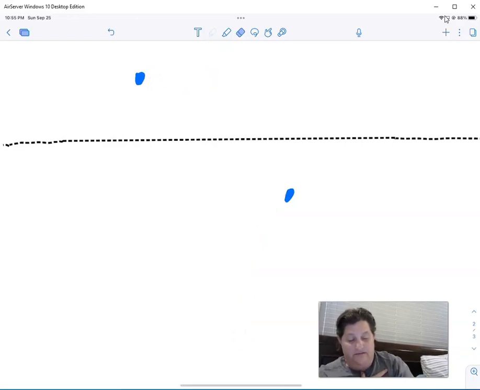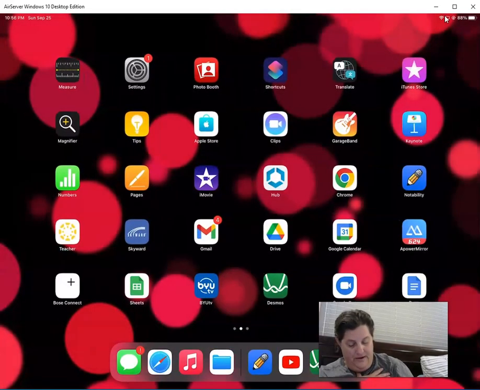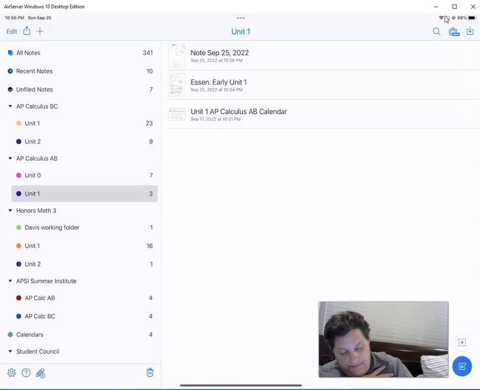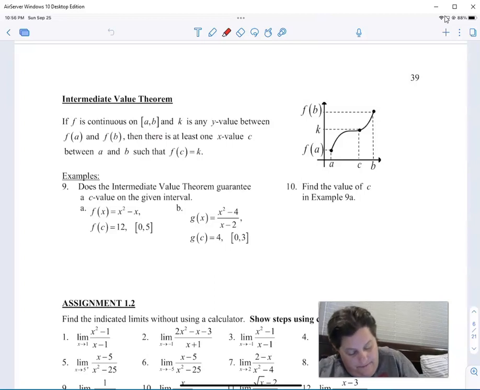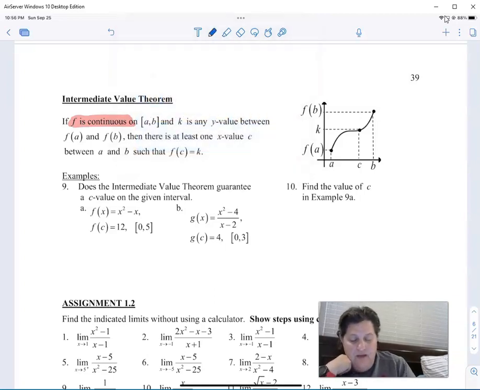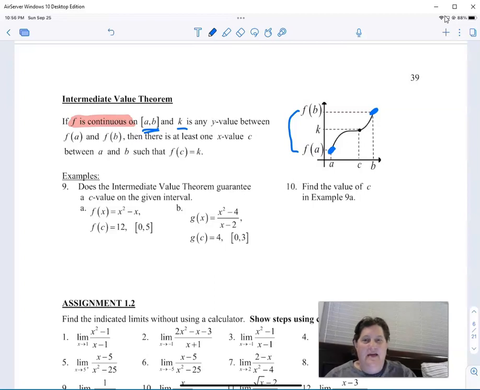But what the intermediate value theorem says is, if you have two points and you connect them, an intermediate value has to occur somewhere between the 2 points. But it's a little bit tricky because you have to remember one very important thing: f has to be continuous. If it's not continuous, this doesn't work. What it's saying is f is continuous from a to b. So there's a point there, there's a point. k is any value between them. And it's saying f has to equal k at at least one point.